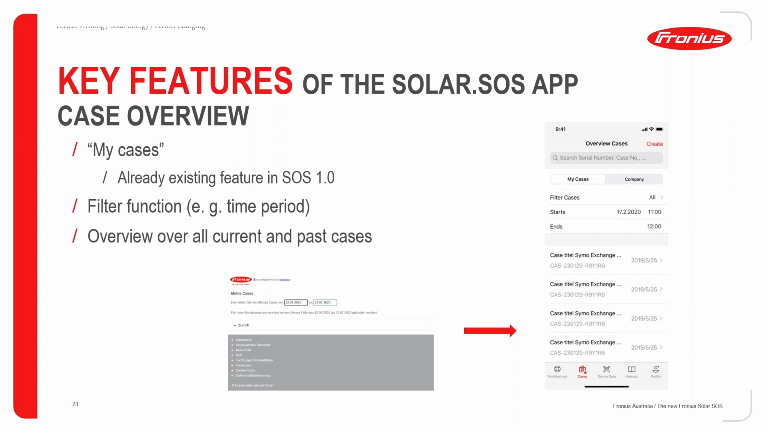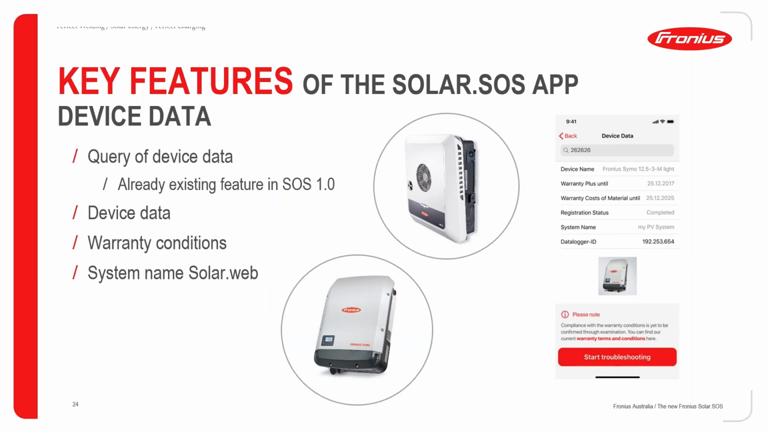You can also query inverter data, such as the name of the system on SolarWeb, and warranty information on the unit, whether it has Fronius Warranty Plus, covering all the aspects of the replacement, such as the parts, the service call-out fee, and the shipment involved, or whether just the unit is under cost of material warranty. This will help the installers have better communication with their end customers. They can notify them, hey, these are the costs that might be involved in this replacement process.